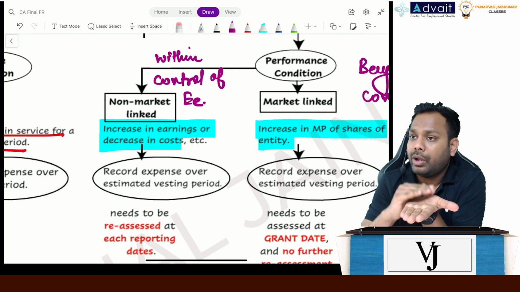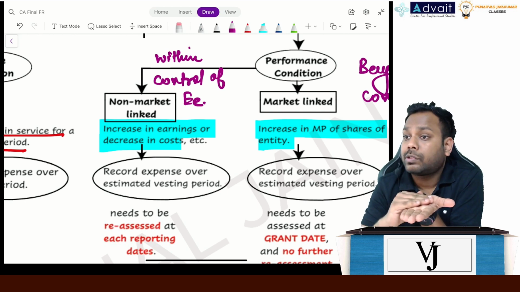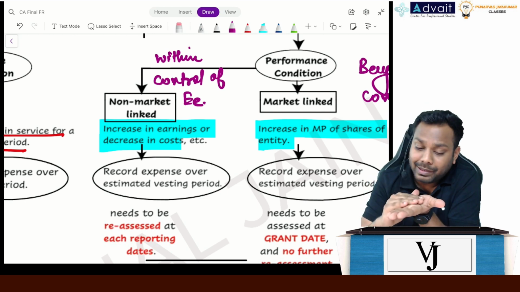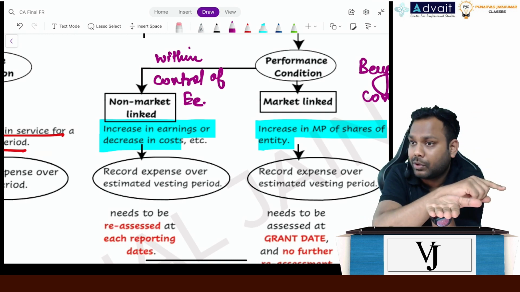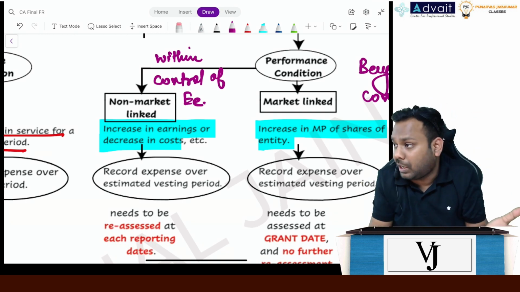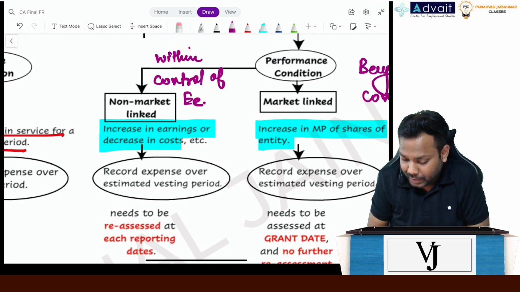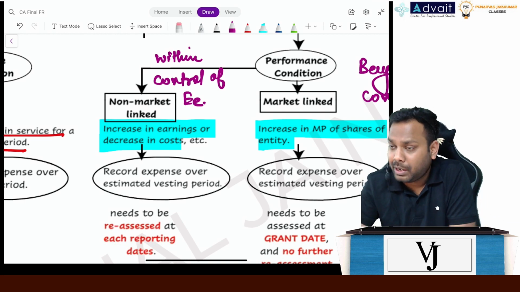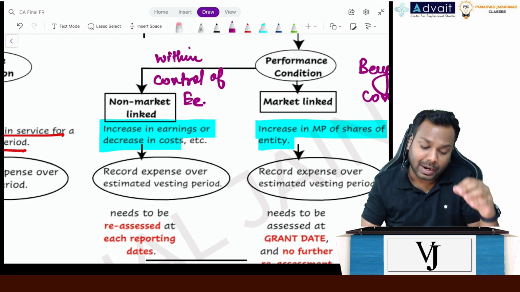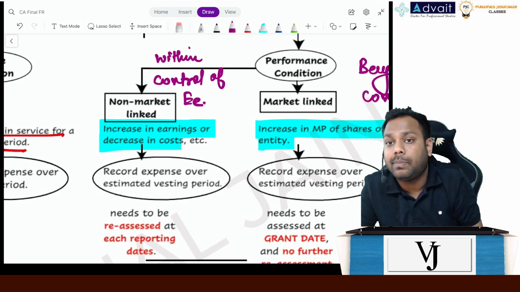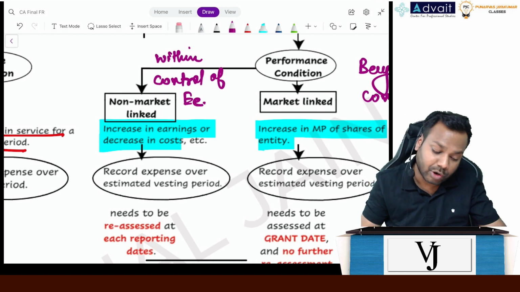Now what happens? The company will not record the cost in that period. Additionally, the company will also reverse the cost which was recognized in the previous year, because the estimates have changed now. According to today, an expense of 0 has to be booked, and we have already booked some expense in the previous year. So I will reverse the expense that was already booked in the previous year. That's what is required to be done.